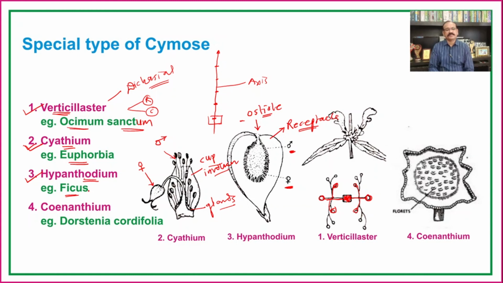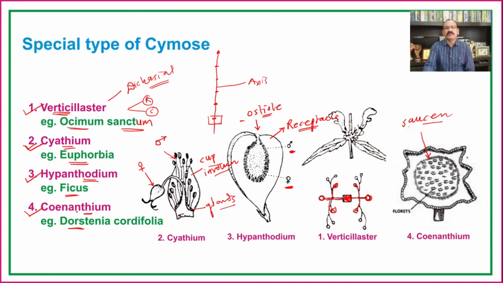of the inflorescence. The fourth one, that is Coenanthium type of the inflorescence. Here this is just like that of the Capitulum type of the inflorescence, in which this compound receptacle or the torus is saucer shaped, and on this saucer shape there is a development of the male and female flowers. So such a type of the inflorescence in which its compound torus or the receptacle is saucer shaped and is responsible for the development of male and the female flowers both on it, then it is known as Coenanthium type of the inflorescence. And the best example of the Coenanthium type of the inflorescence is Dorstenia cordifolia, which is again a member of family Moraceae.